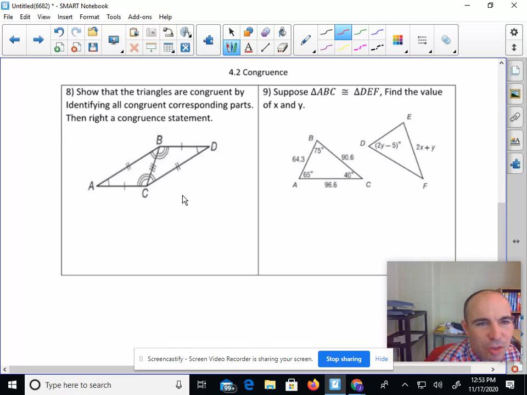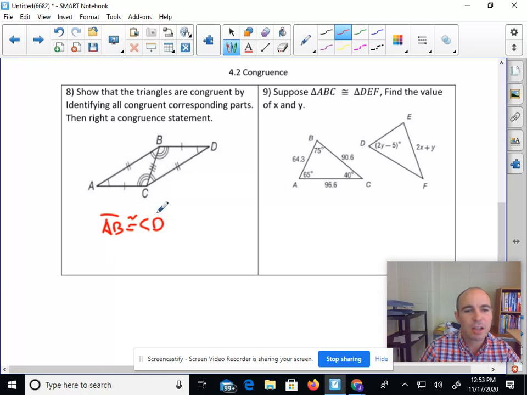Okay, 8. Show these triangles are congruent by identifying all congruent corresponding parts. So this is just a review of what it means to be congruent. I'll start you out here just in case you're wondering what this is asking. Let me go with one pair of sides. I know that AB is congruent to CD. I know that because they got the 2 marks. I know that angle CBA is congruent to angle, we got 2 marks there, we got 2 marks there, BCD.